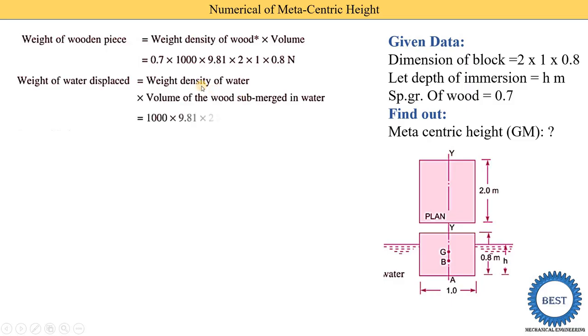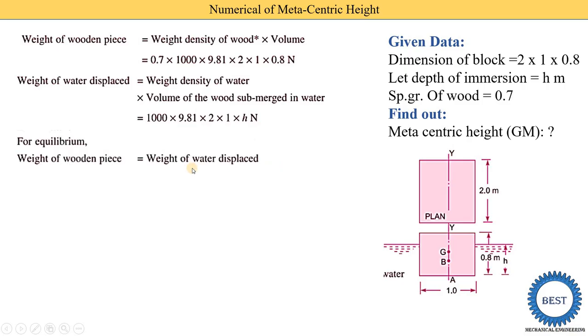So what is the weight density of the water? Weight density is rho into g. So rho is the density of water, it is 1000, and g is the gravitational acceleration, that is 9.81. Now the volume of wood submerged in water. So volume is 2 meter into 1 meter into the submerged depth inside the water, so this height is h. So here we write down this h.